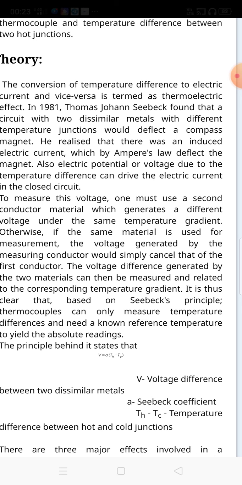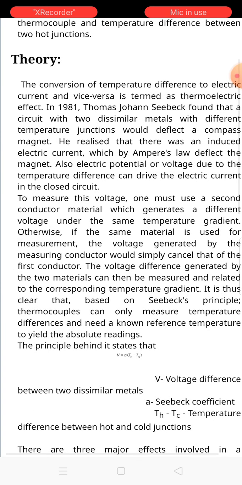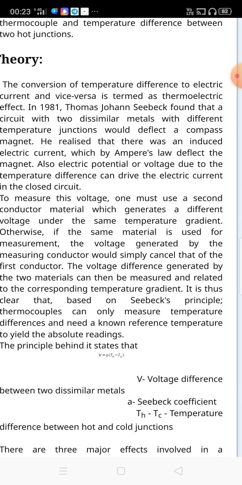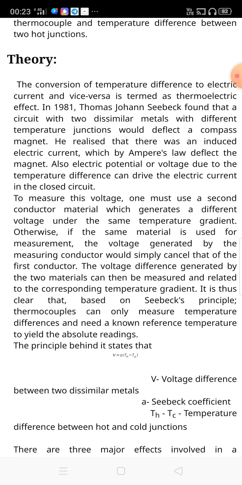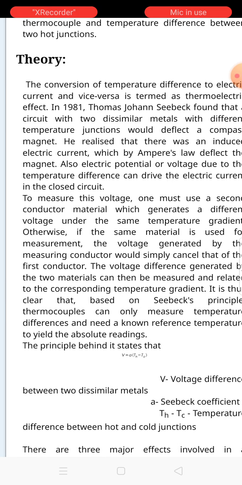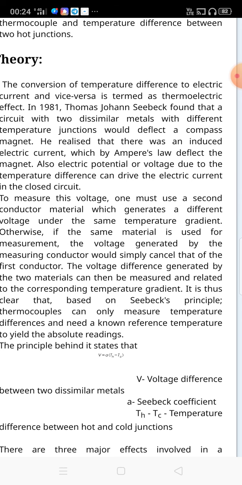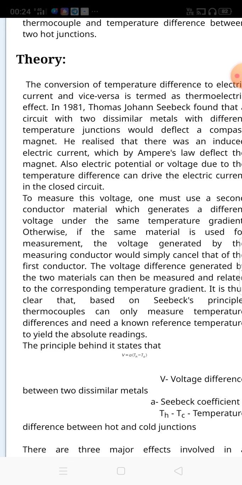To measure this voltage, one must use a second conductor material which generates a different voltage under the same temperature gradient. Otherwise, if the same material is used for measurement, the voltage generated by the measuring conductor would simply cancel that of the first conductor. The voltage difference generated by the two materials can then be measured and related to the corresponding temperature gradient. It is thus clear that, based on Seebeck's principle, a thermocouple can only measure temperature difference and needs a known reference temperature to yield absolute readings.